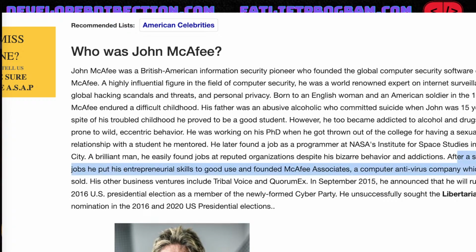So after a series of jobs, he put his entrepreneurship skills to good use. A typical thing for people who happen to be a little bit more than what meets the eye in whatever it is they do. So what do we know? Can you guys think of some examples of famous sports players who retired from their sport and ended up excelling even further in a completely different field that wasn't even an athletic sport anymore?